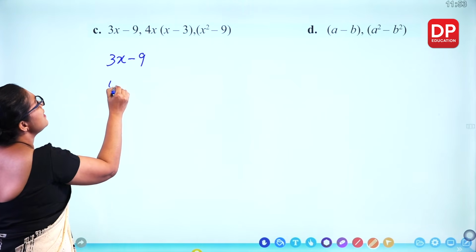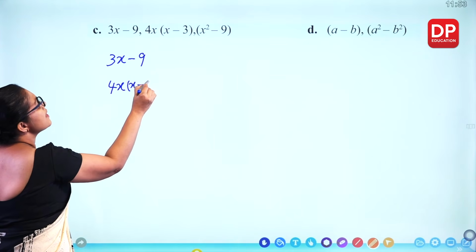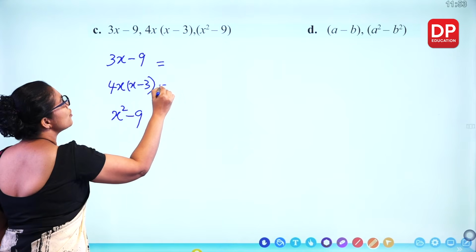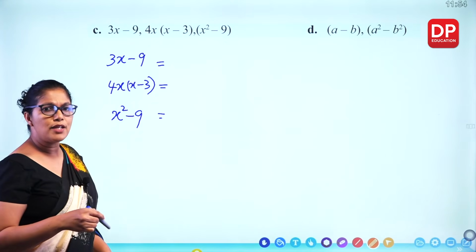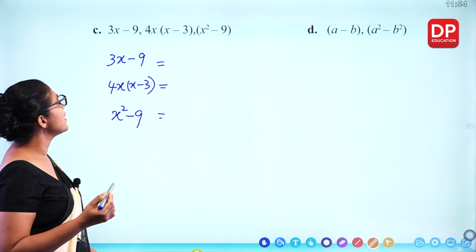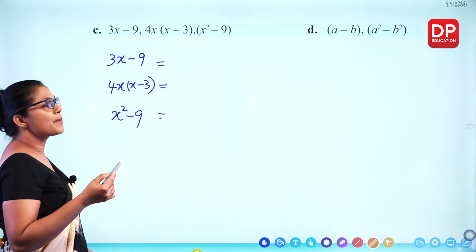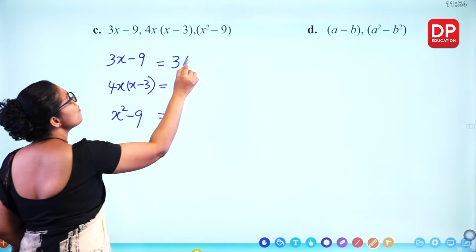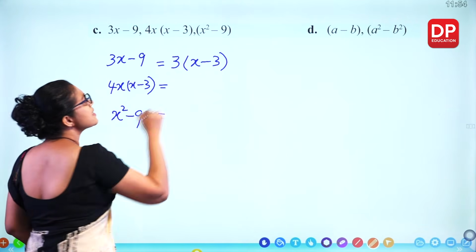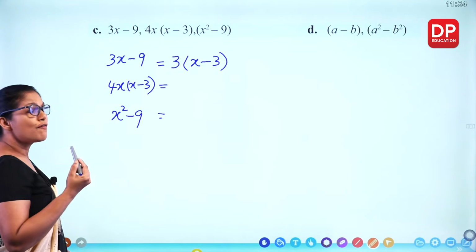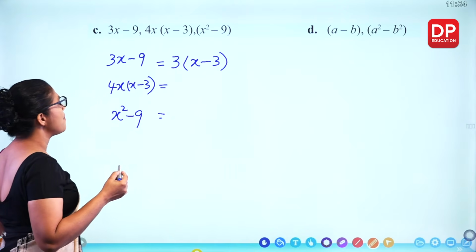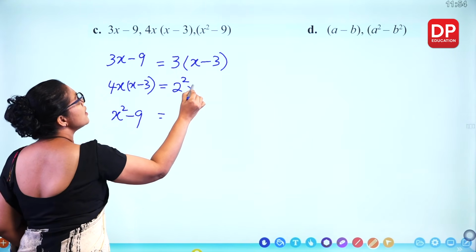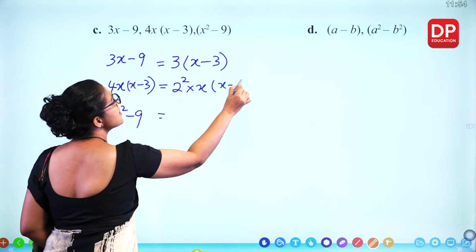So here, what are the three expressions? 3x - 9, 4x(x - 3), x squared - 9. So when you want to find out the least common multiple, you have to find out the factors separately. So when you look at this expression, 3 is common. Take it out. So when you take 3 out, what's remaining? (x - 3). What about this one? 4 you have to write as a prime factor. So 4 you can write 2 to the power 2 into x, (x - 3).